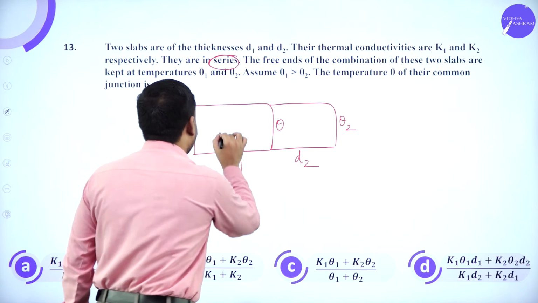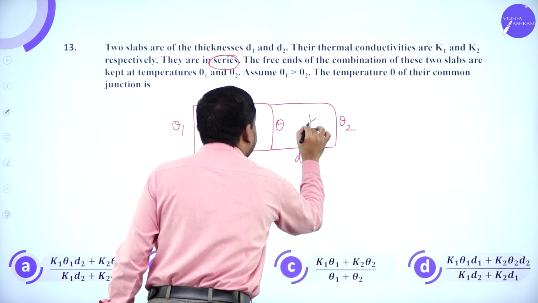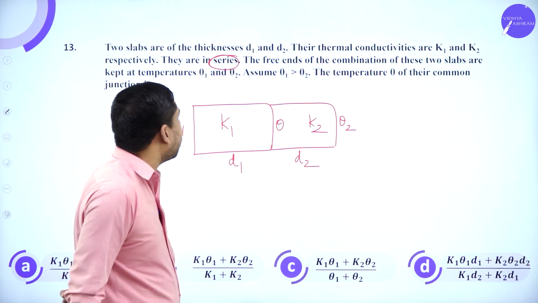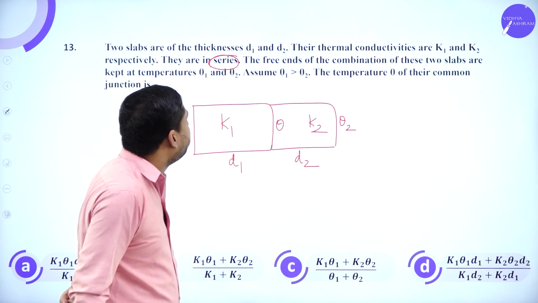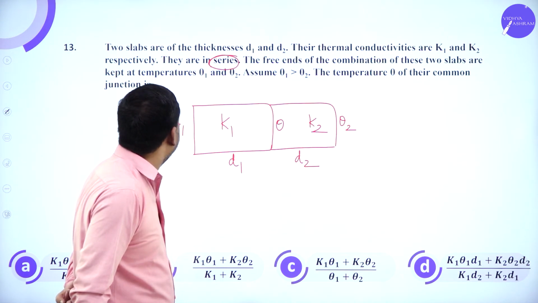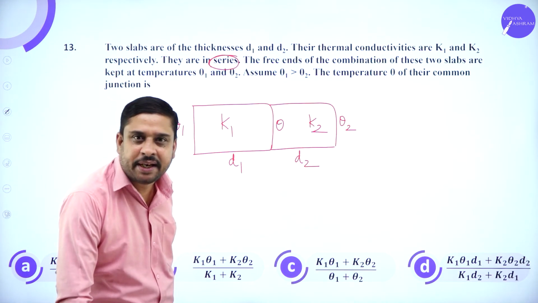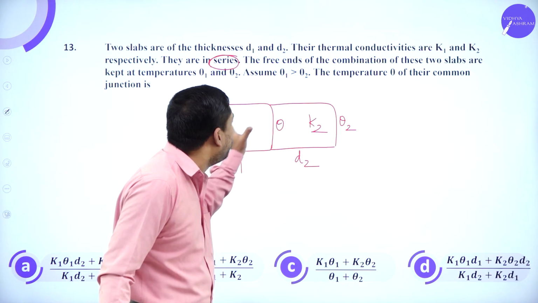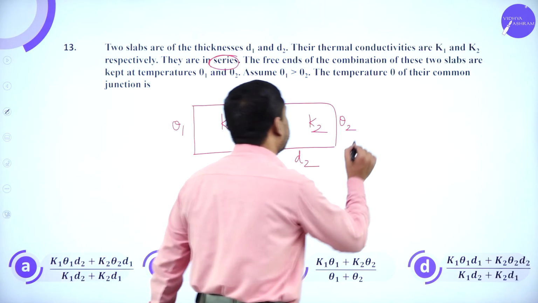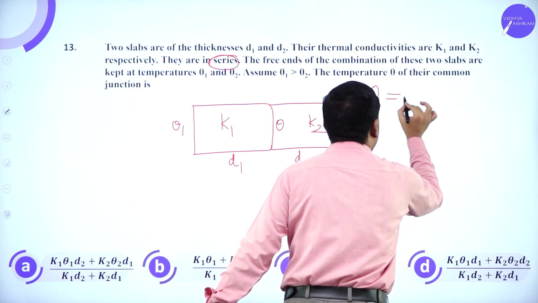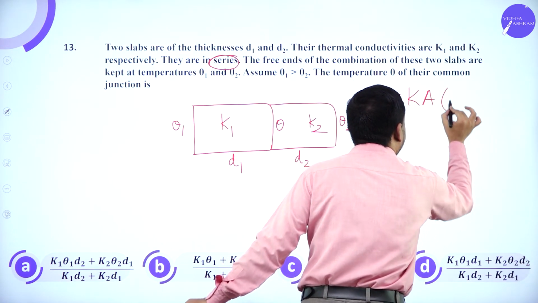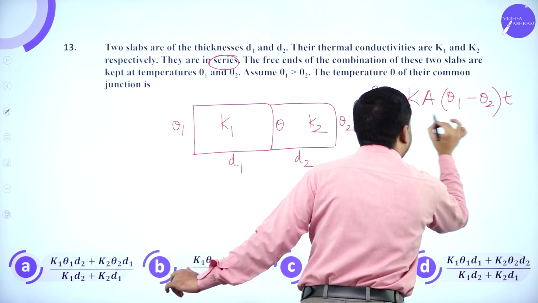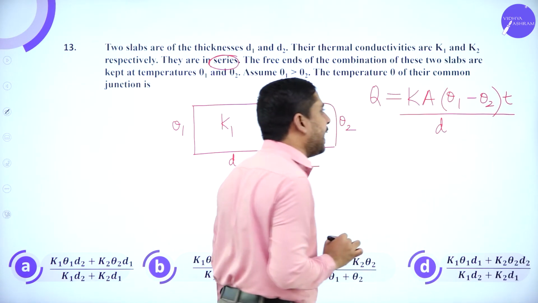Now K1 and K2 are the coefficients of thermal conductivity. Then the temperature theta of their common junction. What will be the expression for heat flow across the slabs? We know Q is K A (theta 1 minus theta 2) into T divided by D.